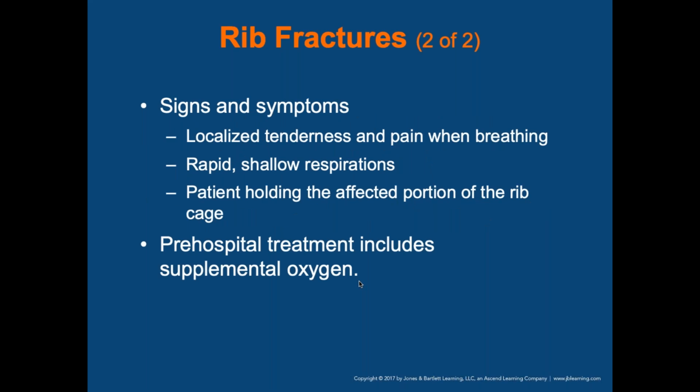The signs and symptoms will be localized tenderness and pain when breathing. They'll have shallow, rapid respirations, because they can't take deep breaths since it hurts too much. And the patient usually holds the affected portion of the rib cage that's hurting. So what we need to do for pre-hospital treatment really is oxygen and get them to the hospital. Even at paramedic level, other than giving pain management, there's not much more we're going to do for rib fractures other than treat them with care.